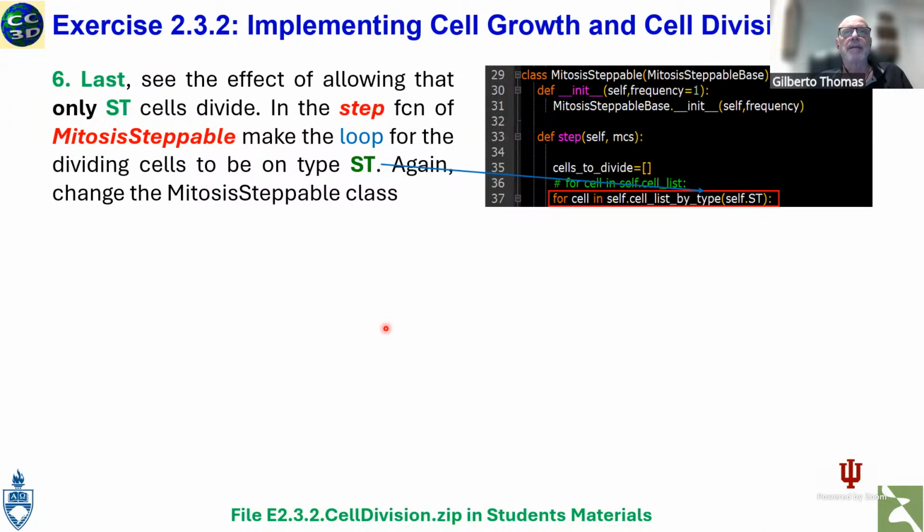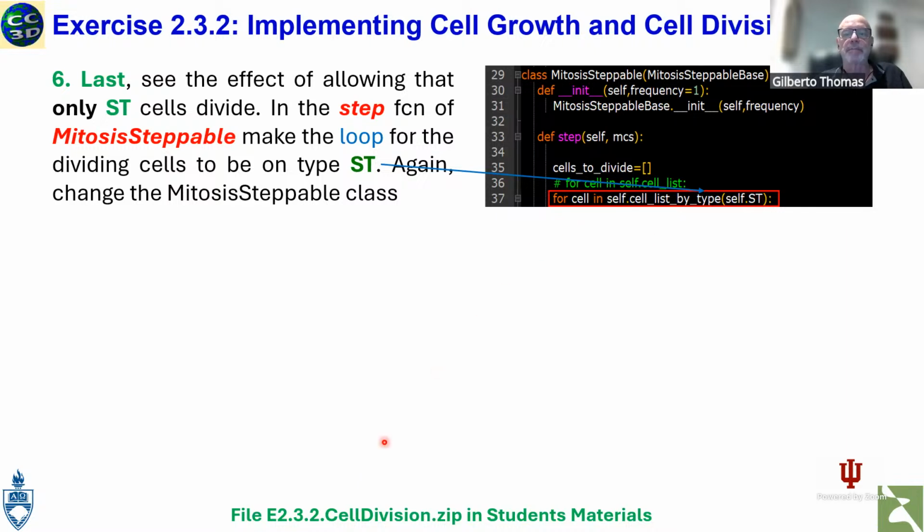One thing more in this same example. Let's prevent the TD cells from dividing. As usual, only the stem cells divide forever. So we are going to edit again the mitosis steppable and change the line for self in self-cell list by the line for self in self-cell list by type self-ST.